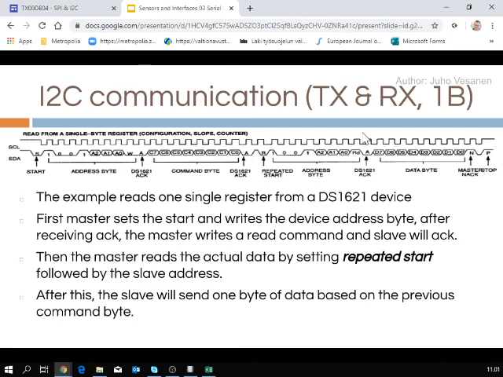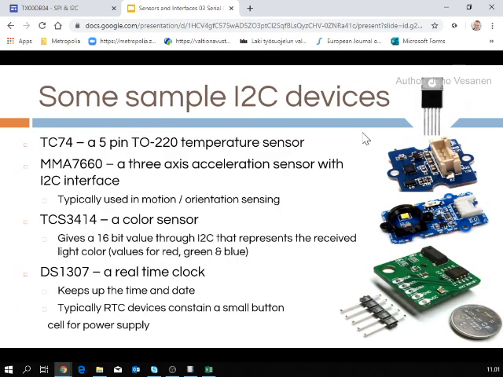So not acknowledged may mean that okay, transmission was okay. This is just the end of it. Okay. So it's kind of a smart way of sending data.